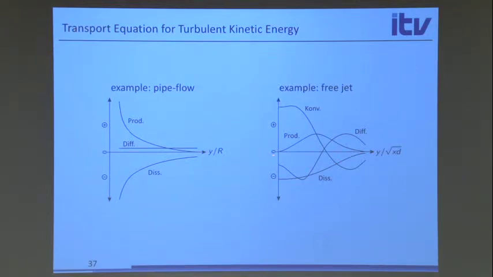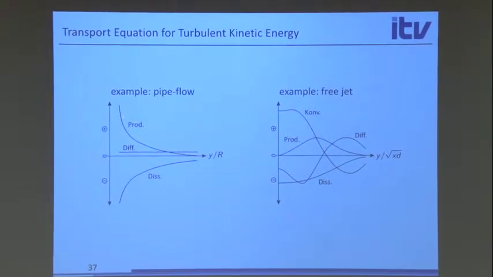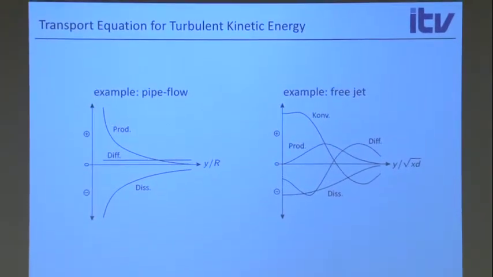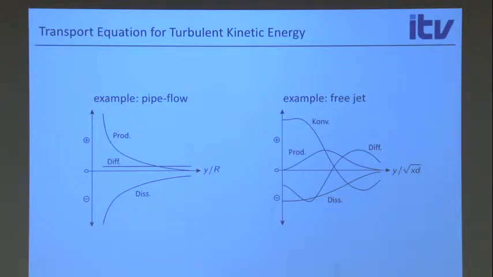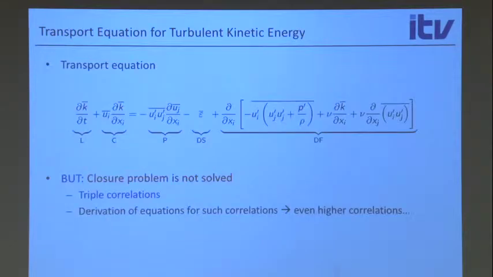And then what's interesting is that very often you get regions where all the transport terms are small, and production and dissipation are almost equal. So here, for example, in this region, you see that production and dissipation are almost equal. So that's when you go away from the wall.